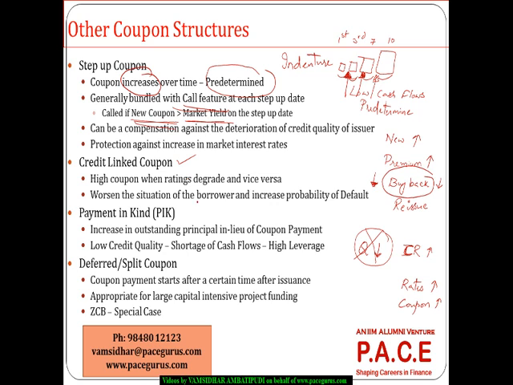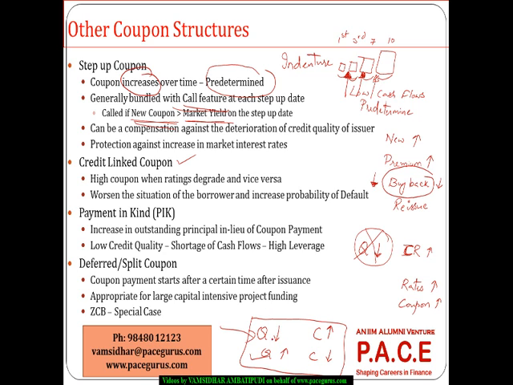some clear cut advantages are visible with respect to step up coupons. Similarly, we can talk about another kind of coupon structure, which is credit linked, which means if the credit quality worsens, the coupon will increase, and if the credit quality improves, the coupon will decrease. So this kind of packaging could be there with respect to the coupon. But yes, this is fine. If the quality is improving, the coupon rate is decreasing, fair enough. This is beneficial to the issuer. Even the investor may not feel too bad about it.